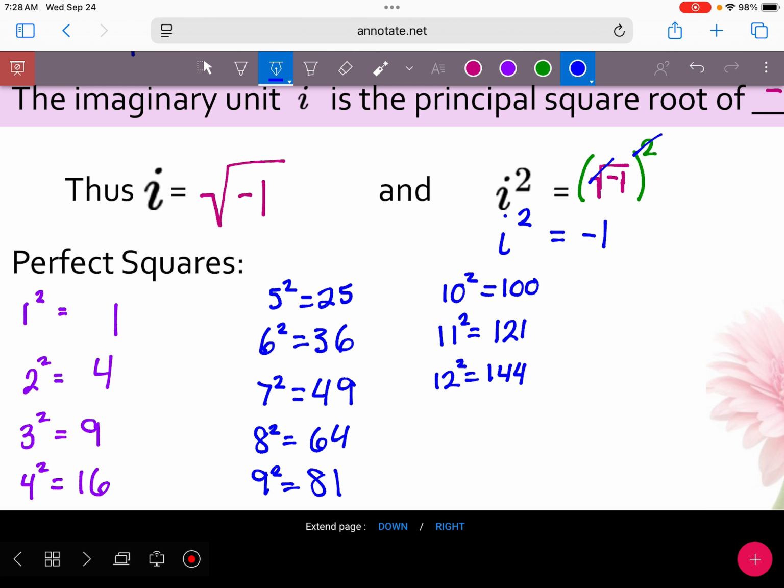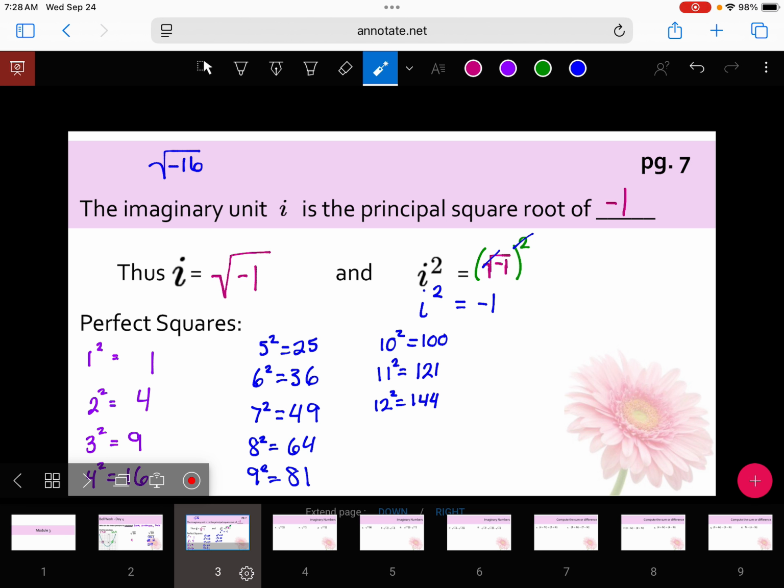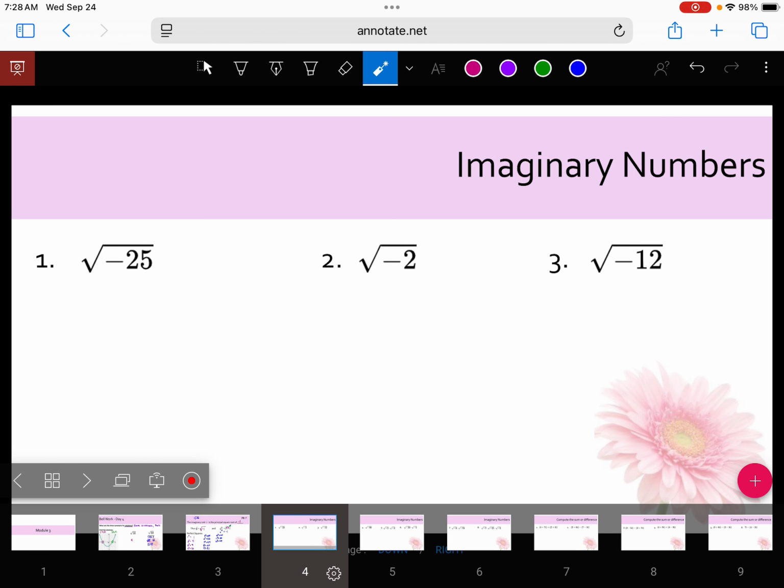So what we're going to do for this first set of them, we're going to combine the fact that we now know that the square root of -1 is called i, and we have a whole bunch of perfect squares here. And we are going to start by trying to do some simplifying. So, just below this, number 1 asks us to do the square root of -25. Well, we know what 25 is. We've already looked at that one. It's the negative that gives us the problems.